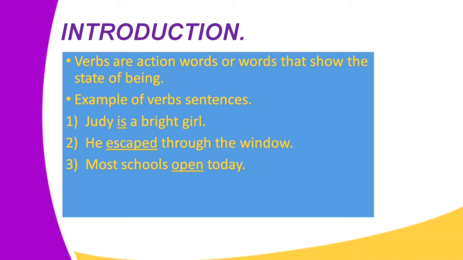We have sentence 1: Judy is a bright girl. The verb there is "is", and "is" is not an action word, but it expresses the state of being. Number 2, we have: he escaped through the window. Escaped is an action word. And number 3, we have: most schools open today. Open is a verb. We are saying that a verb is a doing word or an action word or a word that shows state of being.